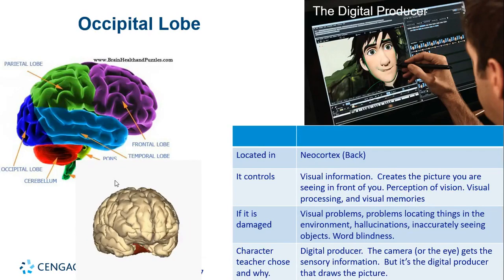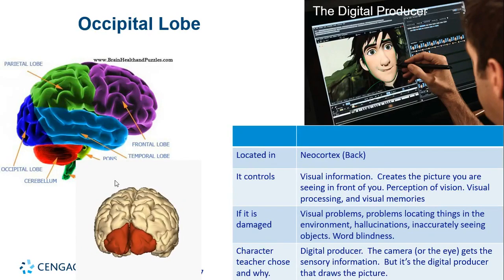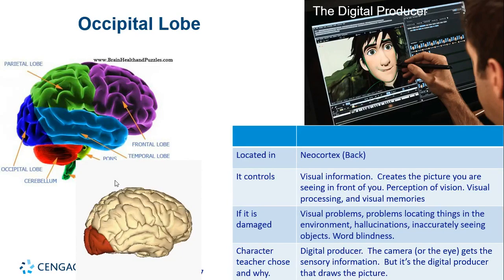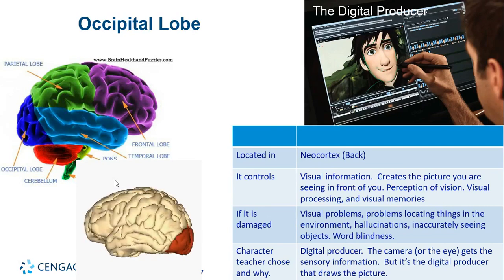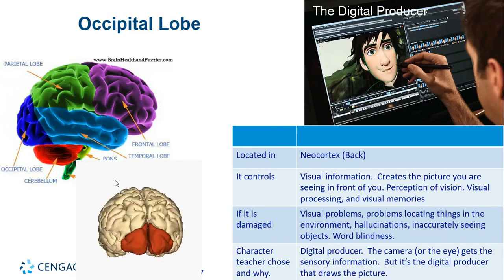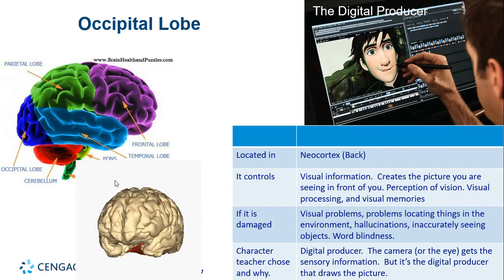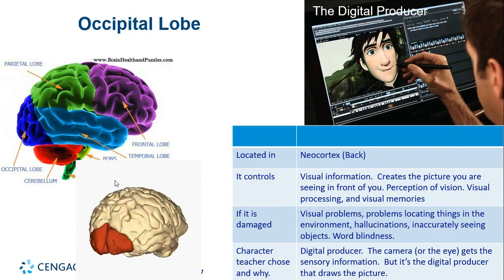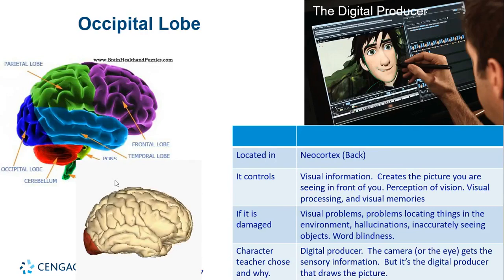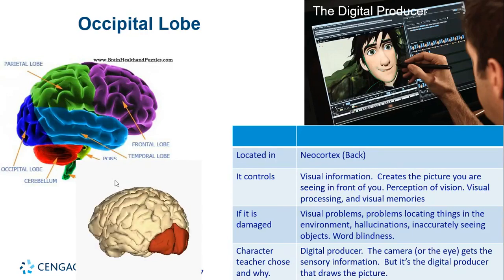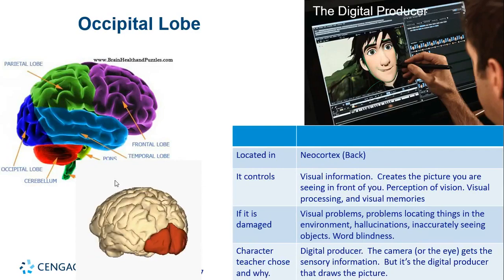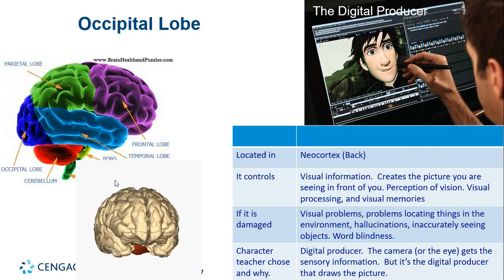Your occipital lobe controls visual information. You'll notice here that I chose a digital producer, right? Because it's your occipital lobe that draws the picture that you see in front of you, right? When you're looking out and you see your computer, your kitchen, your room, whatever, your friend in front of you, the picture that you're seeing is drawn by your brain. Our eyes send information to the brain, but it's not our eyes that draw the picture.